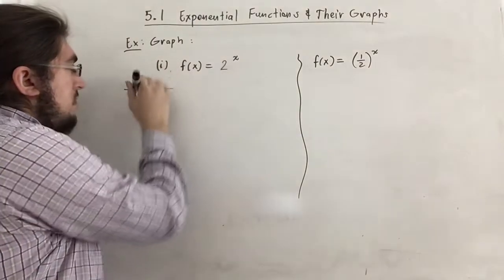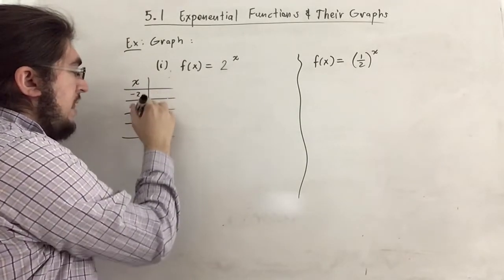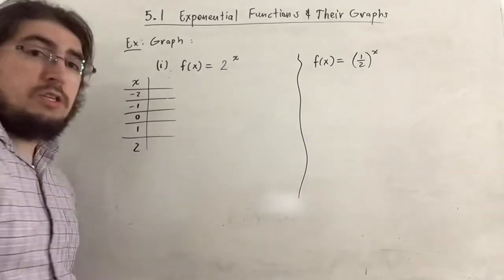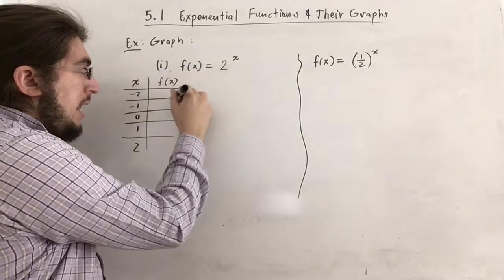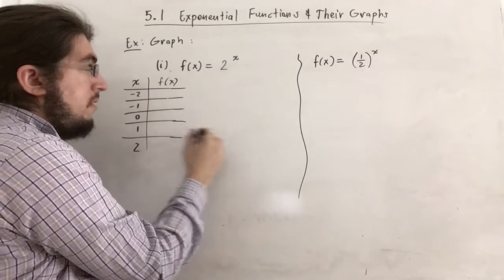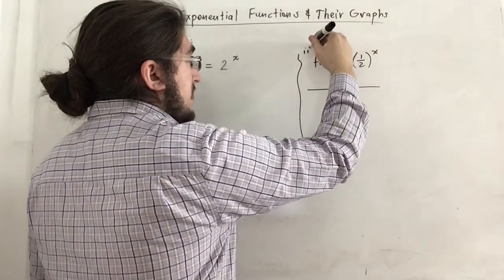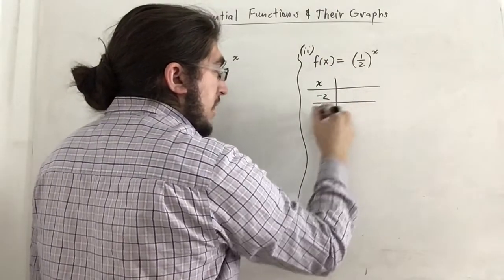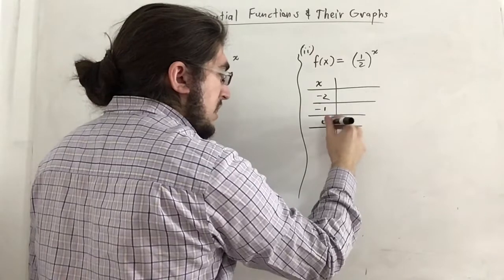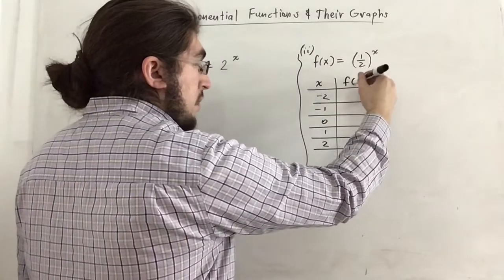So the x values I want to take a look at are the kind of obvious ones: -2, -1, 0, 1, and 2. We'll see what f of x is for each of these cases. And we'll also do the same for this one here. I should have labeled this as 2, by the way. So let's do x equals -2, x equals -1, x equals 0, 1, and 2. Good. And let's find out what f of x is.